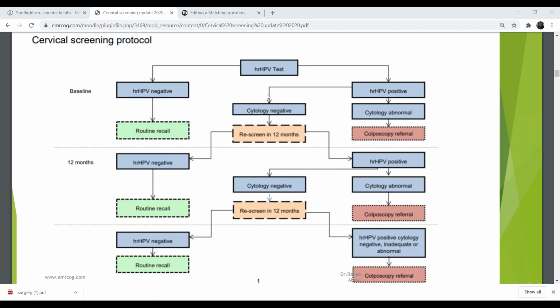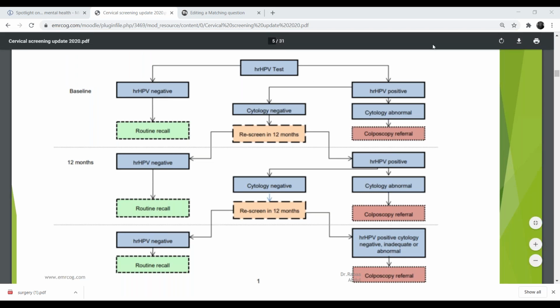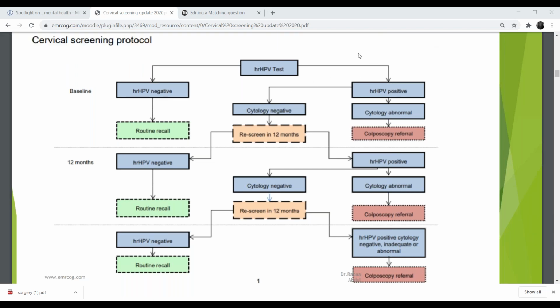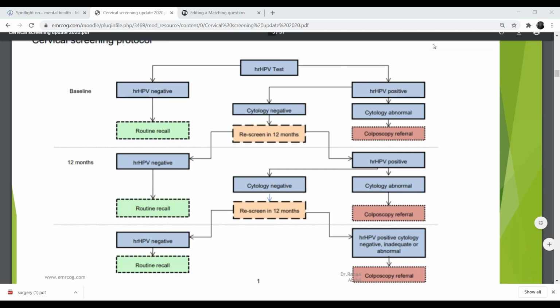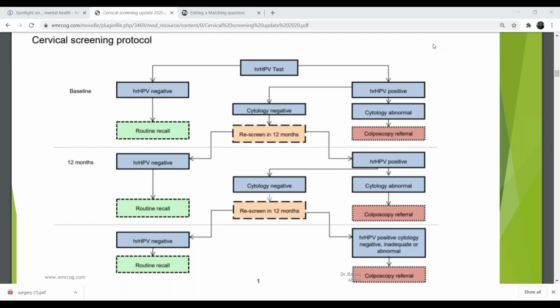So let me see, HPV test came positive. Can anybody of you tell me what will happen? Cytology. And if the cytology came abnormal, what will you do? Colposcopy. Yes, excellent. Cytology came negative. What will you do? Recall, repeat after 12 months.